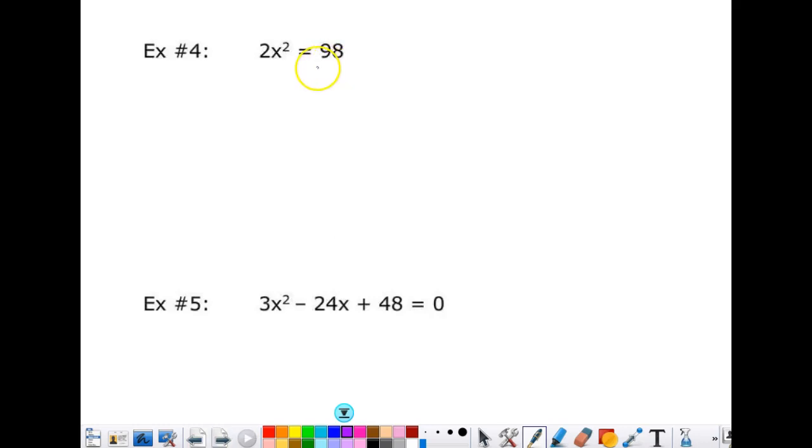First of all, we've got to set it equal to 0, don't we? So we have to do what? Subtract 98. So we get 2x squared minus 98. Now it's equal to 0. Now what's the first step? Find the greatest common factor. What is the greatest common factor? 2. Okay, bring your 2 out. You get x squared minus 49 equals 0.